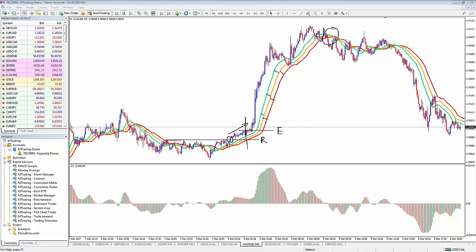So entering at this point, you would have closed your position somewhere in this area here, so taking profit there. You would have captured the bulk of this move. So you can see from that high down to this area low, you would have captured a significant amount of that profit.